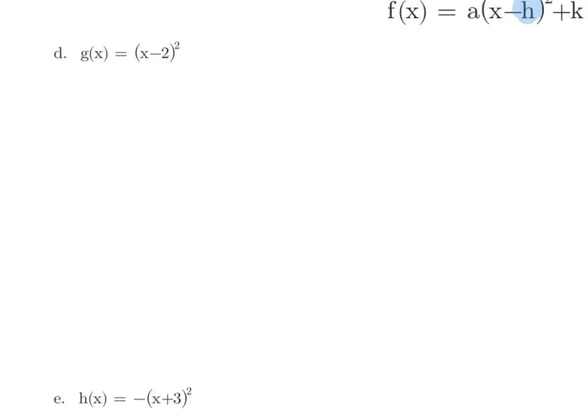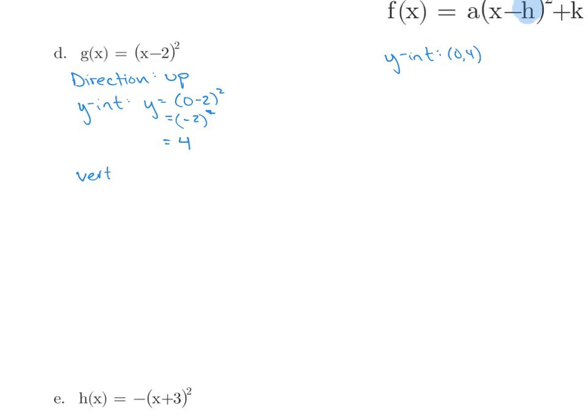So to start off with, let's go ahead and talk about our direction. Since we have a positive in front, this is going to open up. My y-intercept, if we plug in 0 for x, we get 0 minus 2 squared, which is negative 2 squared, or 4. So my y-intercept is 0, 4. I'm going to go ahead and find my vertex next.